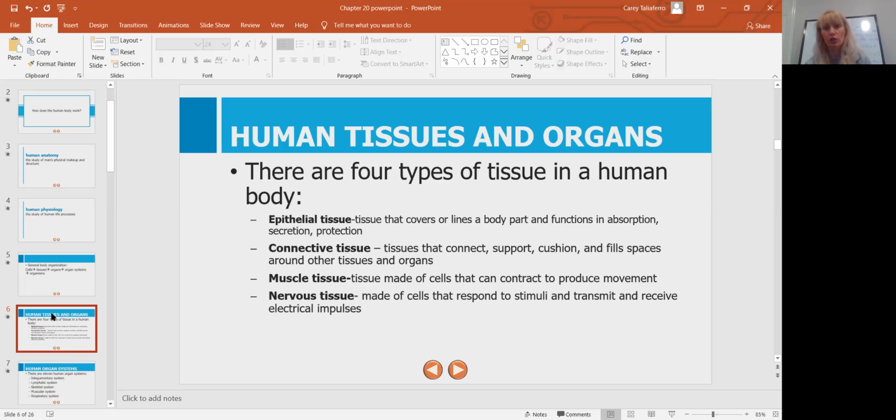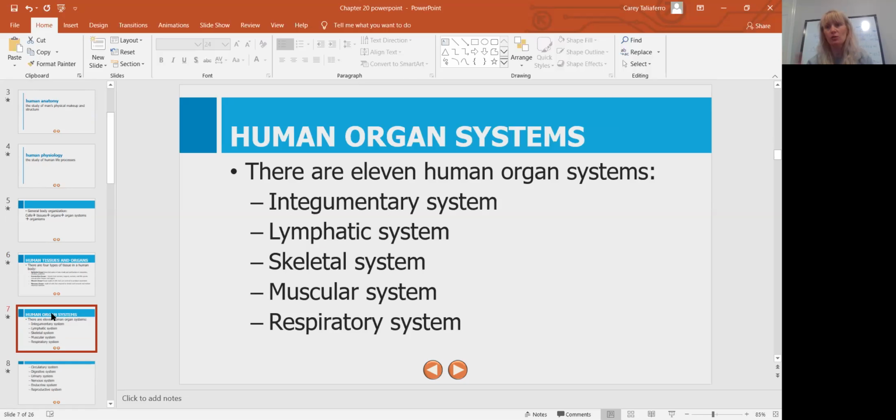Then there's nervous tissue, which helps you to respond to a stimulus and react accordingly. So in your fingers, if you touch something hot, you immediately transmit a signal to your brain, and then your brain says, don't touch that, move. So that's your nervous tissue. Then there are 11 organ systems. You will not have to list these. That's not important to me, because as we go through them, you're going to learn their names anyway.